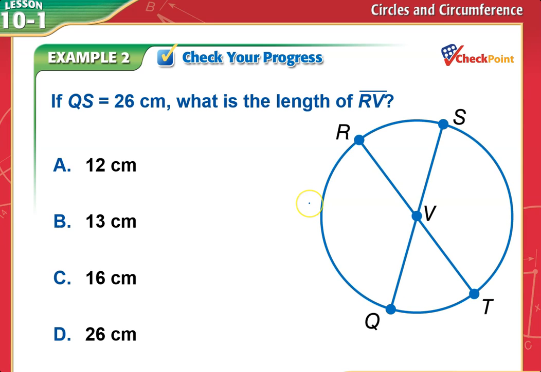Okay, check your progress. In this problem, QS equals 26 centimeters, and QS currently is a diameter. We would like to know the length of RV, which is a radius. Go ahead and pause your video and answer the question. And you're right, the answer should be 13, exactly half the diameter.